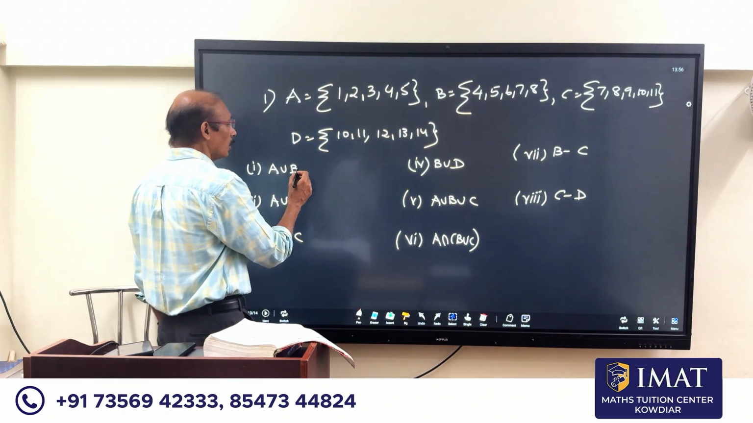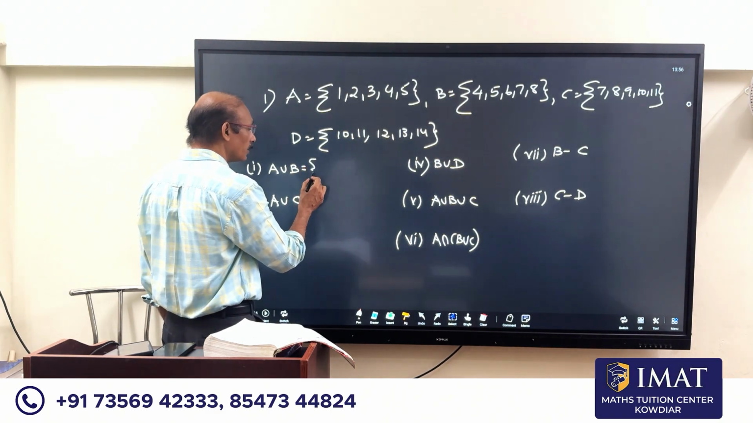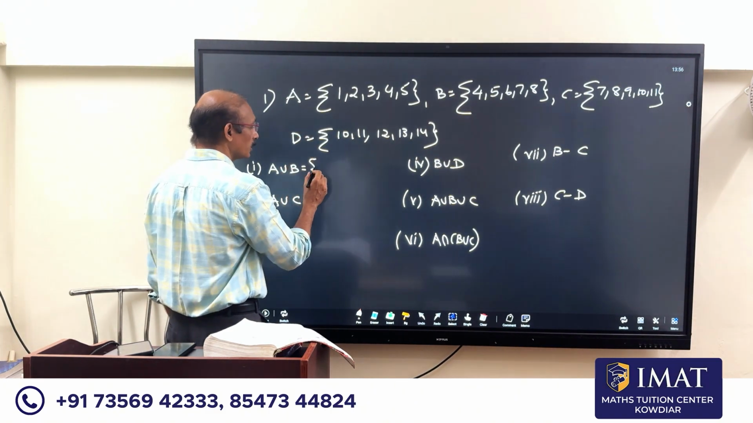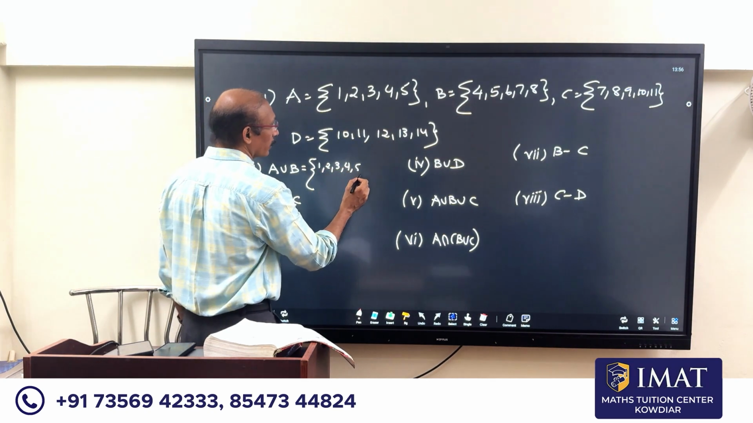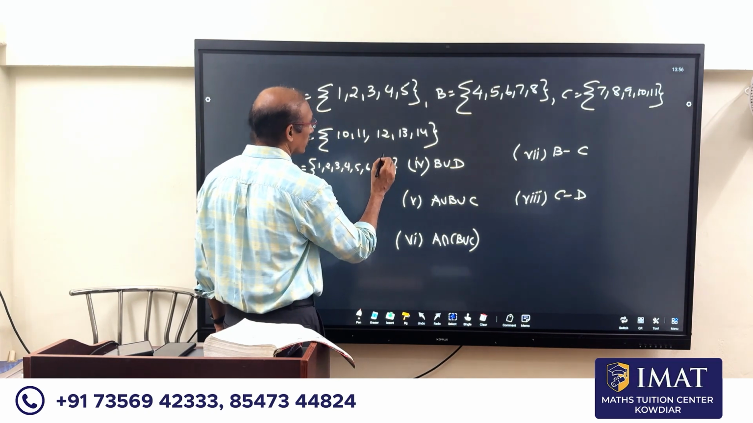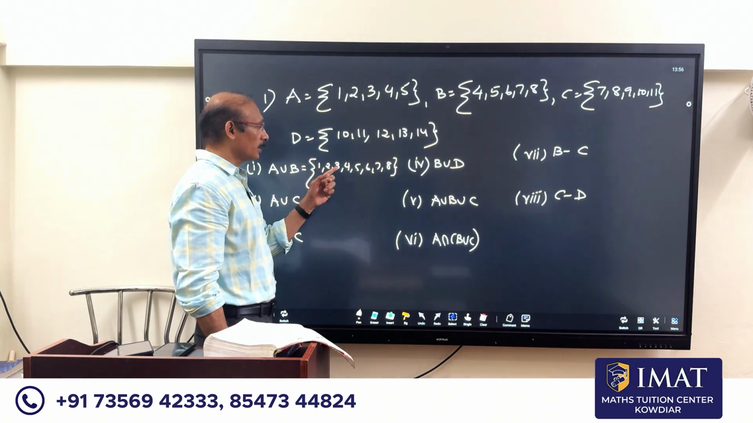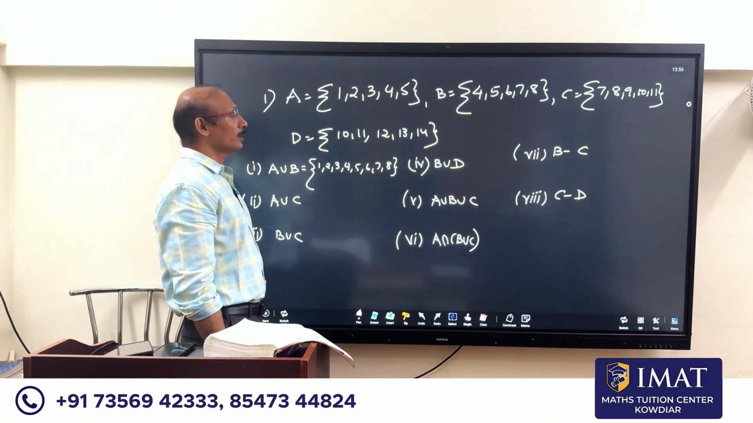The first one is A union B. What do you mean by saying A union B? An element that belongs to A union B should be either in A or in B. So the elements are 1, 2, 4, 5, then 6, 7, 8. You don't need to repeat an element twice. You take any element, that element will be either in A or in B. So this is A union B.